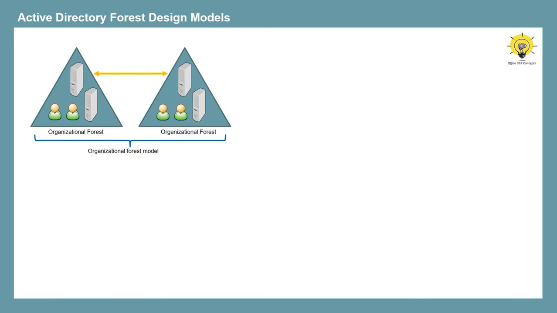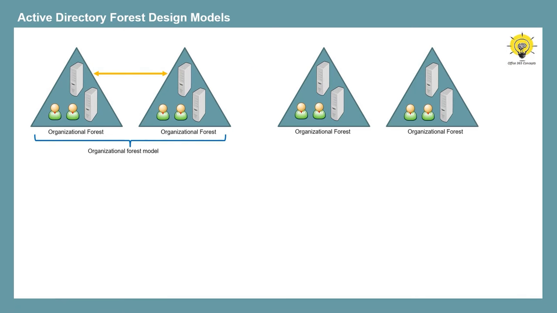The second type of forest model is restricted forest model. In this type of model, we can have multiple forests, but there is no trust relationship between these forests. So users from one forest cannot access the resources of another forest. This design is used in high security environments because it creates extremely strong isolation boundaries.